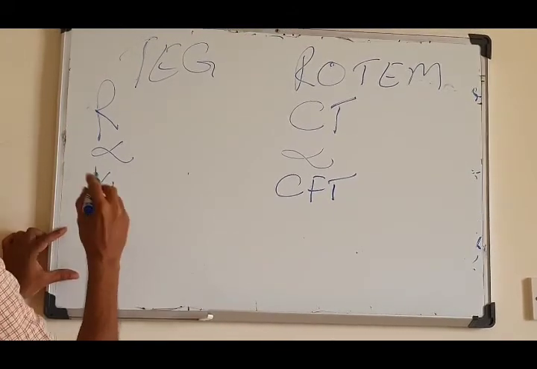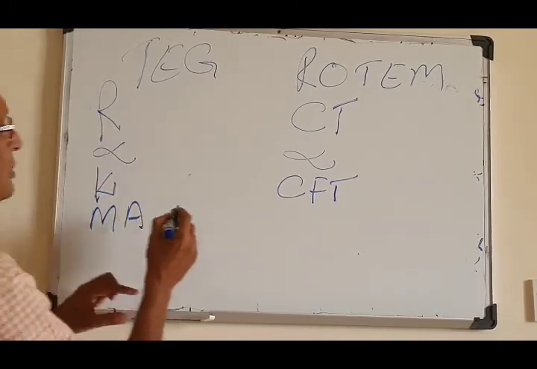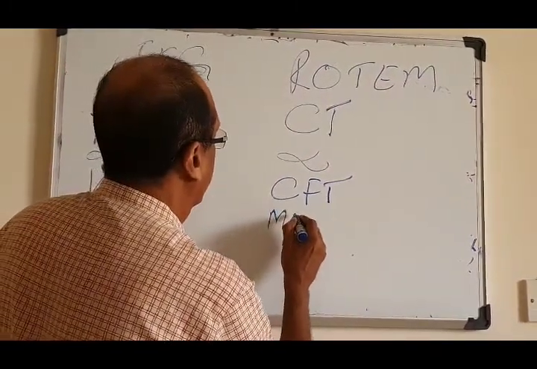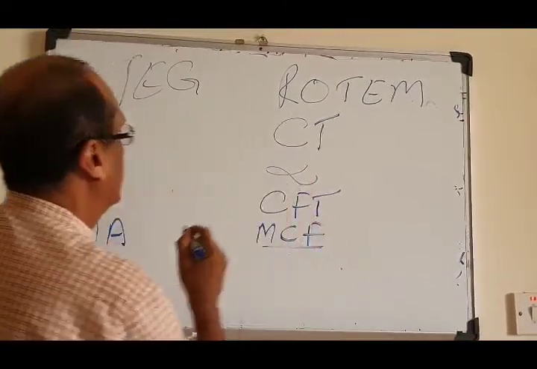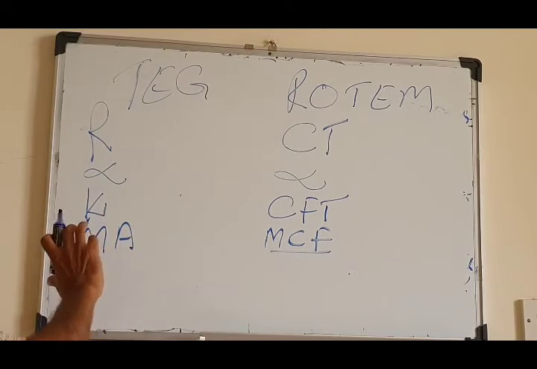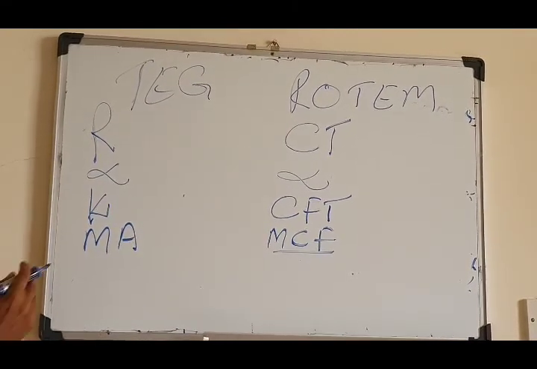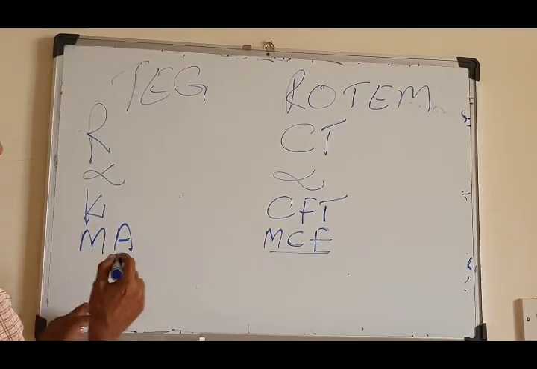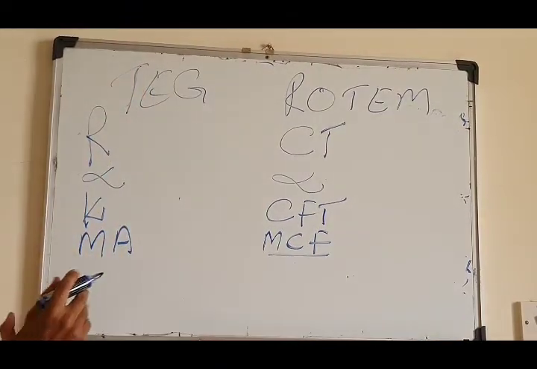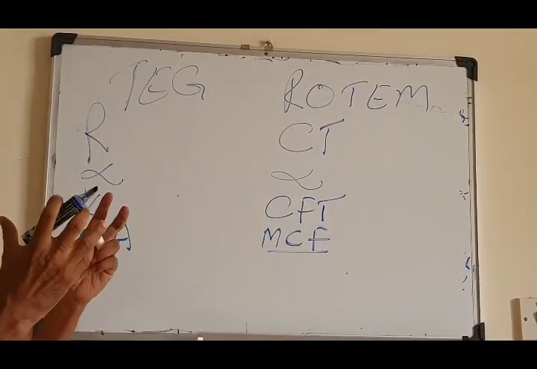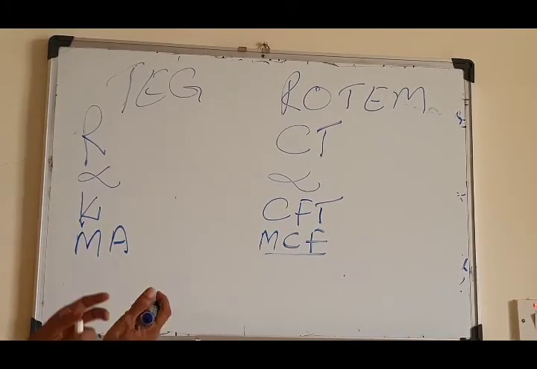Now coming to the strength of the clot, you use maximum amplitude in the TEG, whereas the maximum clot firmness is used in the ROTEM. So if the maximum amplitude is reduced or the maximum clot firmness is reduced, then that gives you an idea that the platelet fibrinogen interaction is defective.